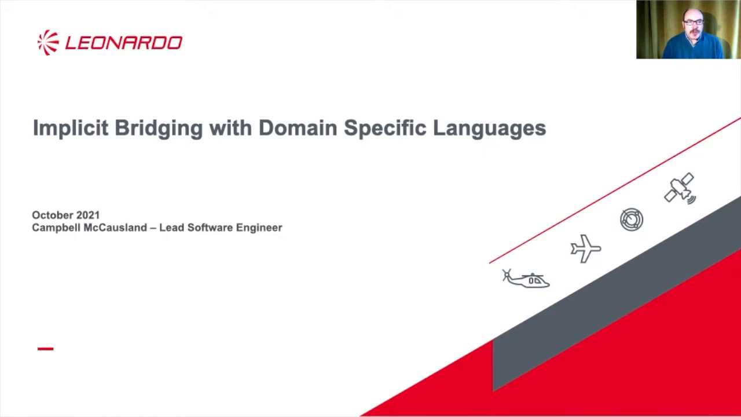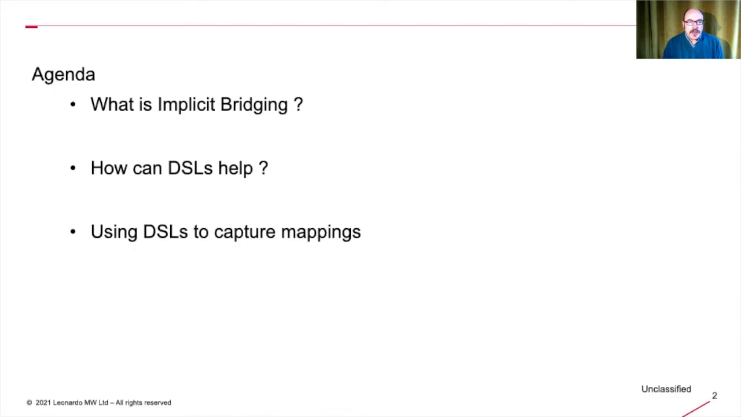Without further ado, I'm going to crack straight into it and talk about the agenda that we're going to follow here. It occurred to me that people may not know what implicit bridging is specifically. I think most people at an xtUML conference will be familiar with the concept of bridging in general, but not what implicit bridging is in particular. Having covered that, we'll go on and talk about how DSLs can help with that activity.